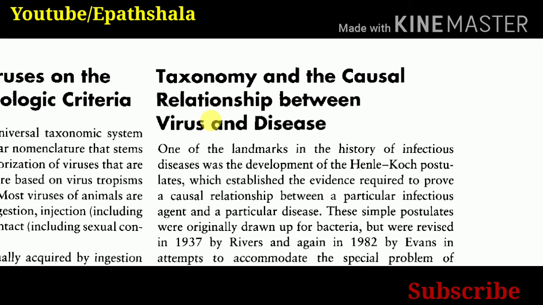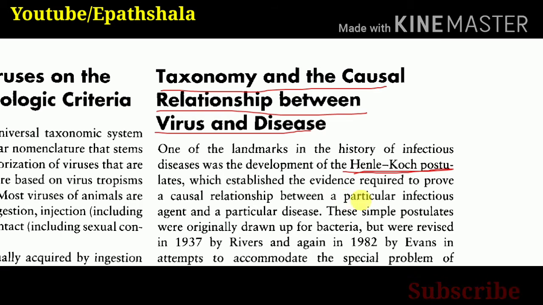Now next is the taxonomy and the causal relationship between virus and diseases. One of the landmarks in the history of infectious diseases was the development of Henle-Koch postulates, which established the evidence required to prove a causal relationship between a particular infectious agent and a particular disease.